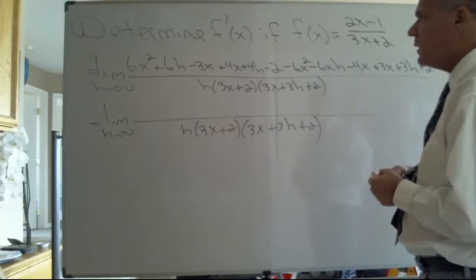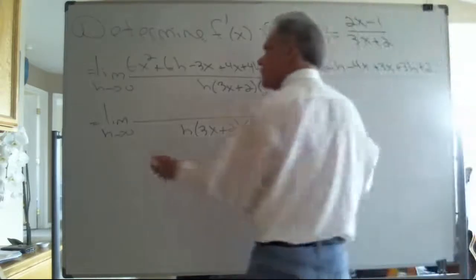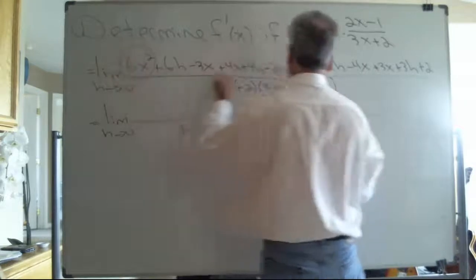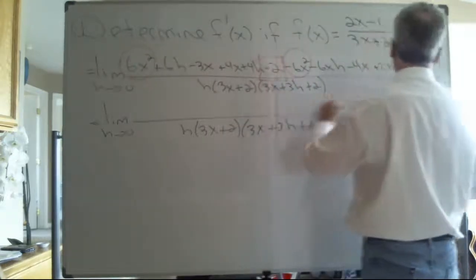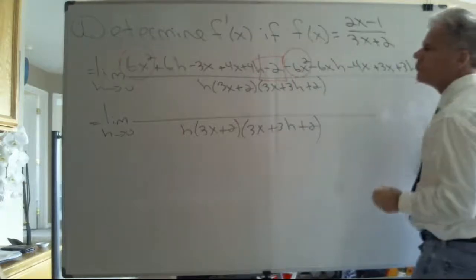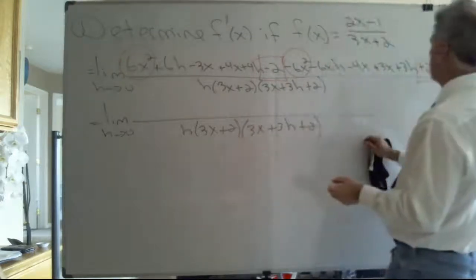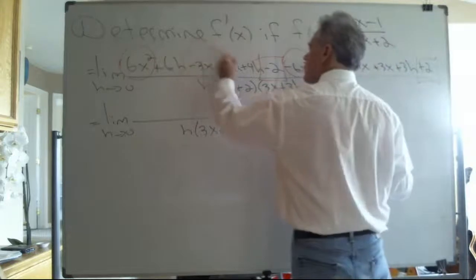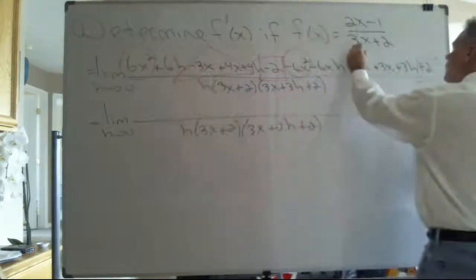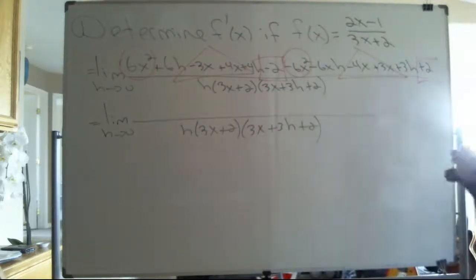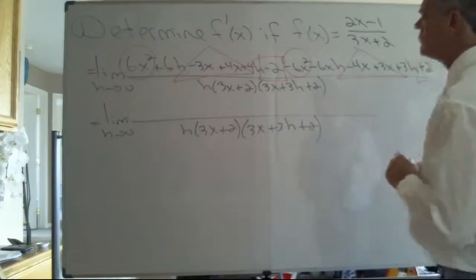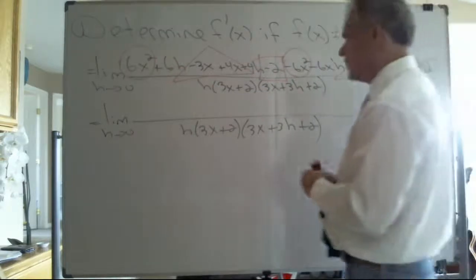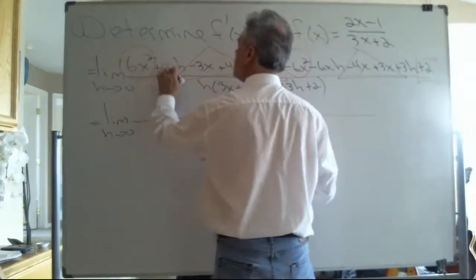Let's see what does cancel. How about these two? There's more. Here's some more. So it looks to me like there are one. You know what? I think that should be a 6xh.